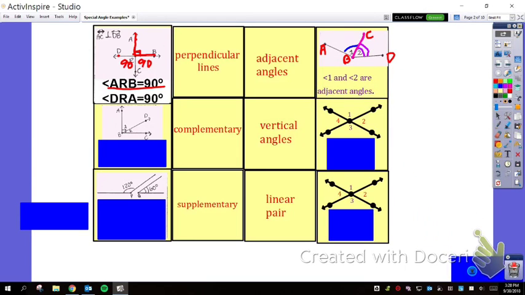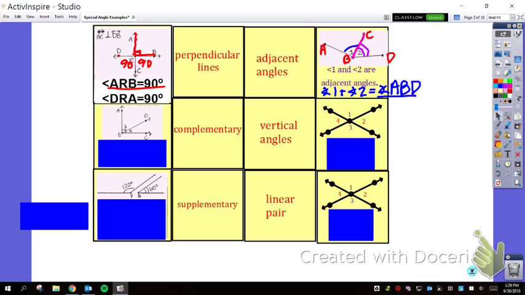Now, adjacent angles don't have a specific equation. We would only be able to say that angle 1 plus angle 2 would equal the whole angle, which in this case would be angle ABD. And that goes back to our idea of part plus part equals whole.